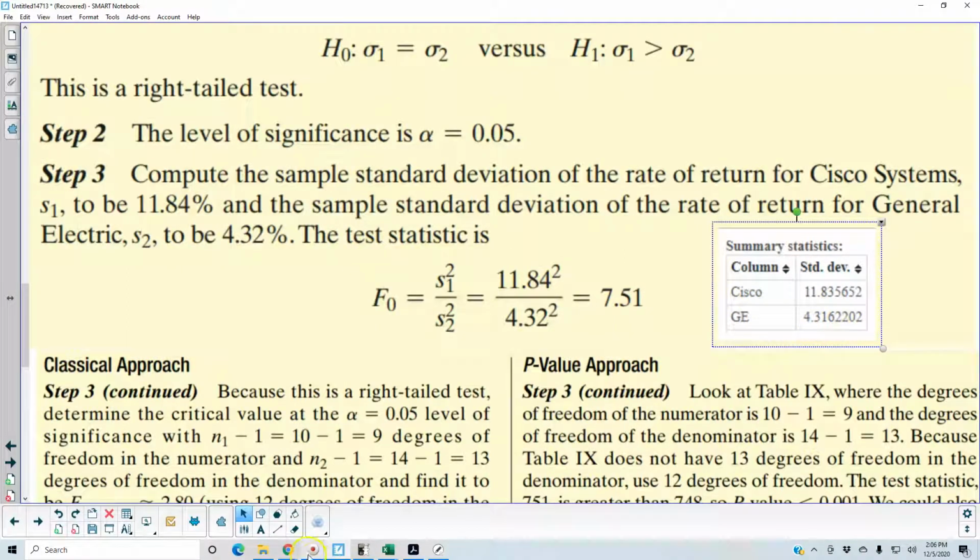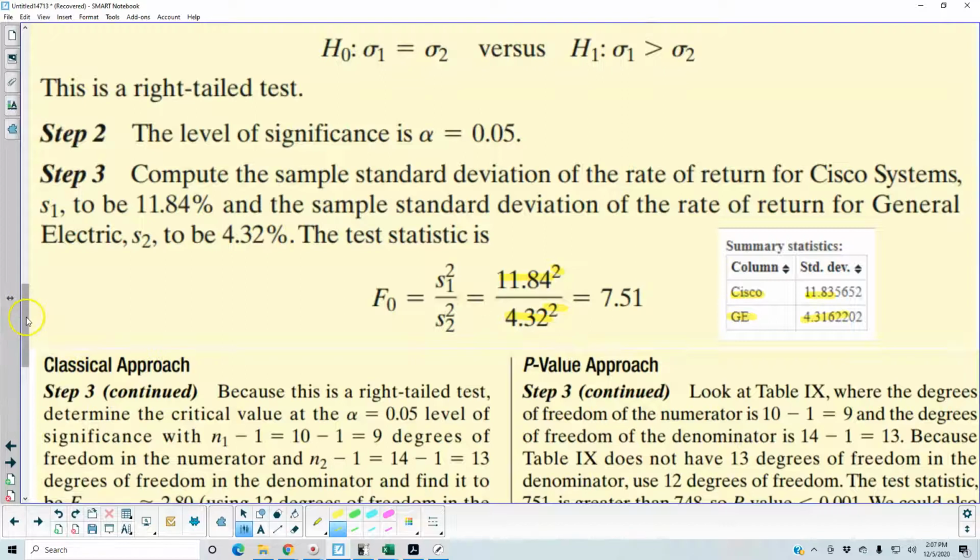So we're going to take these numbers that we just got from our data. We have Cisco at 11.84, and we're going to take that number and square it. And then we have 4.32 for GE. We're going to take that number and square it, and when we divide, we get the test statistic, which is 7.51.